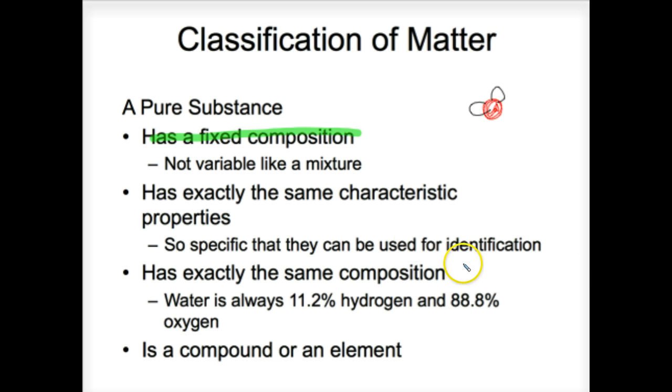So we have a very specific characteristic set of properties that identify and distinguish water from other substances, and this is true for identification of density, boiling point, melting points, how it behaves with other substances. And it's always the same composition. In other words, again, it goes back to this idea of a fixed composition. So it's exactly the same ratio of individual atoms comprising it.